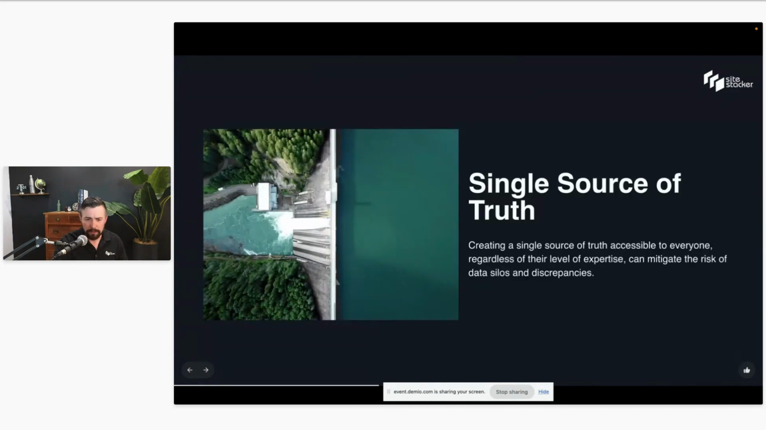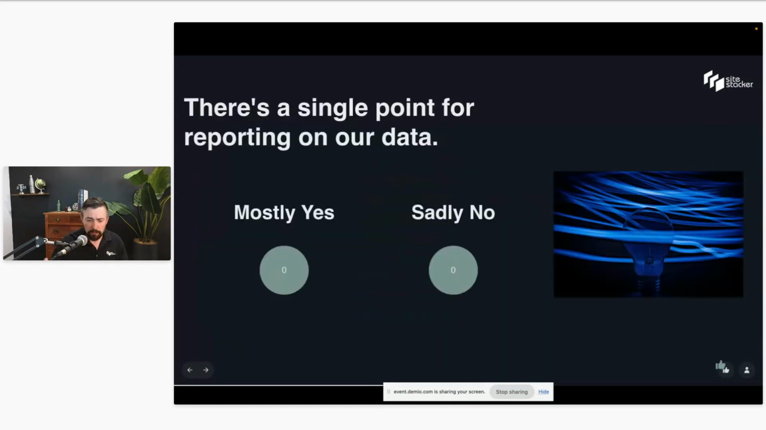So let's solve a couple of these. Having a single source of truth. This really is about creating an access that one person or one place to go to get a level of experience that can really mitigate a lot of these data silo and discrepancy risks. We don't have stale data. We know everything is in a single place. And many of you, that's going to be SiteStacker, right? And we'll check this, right?